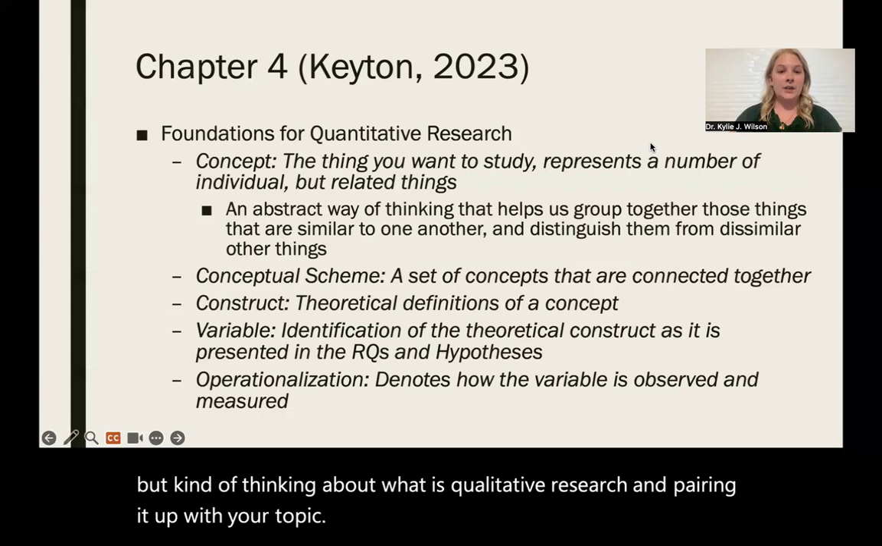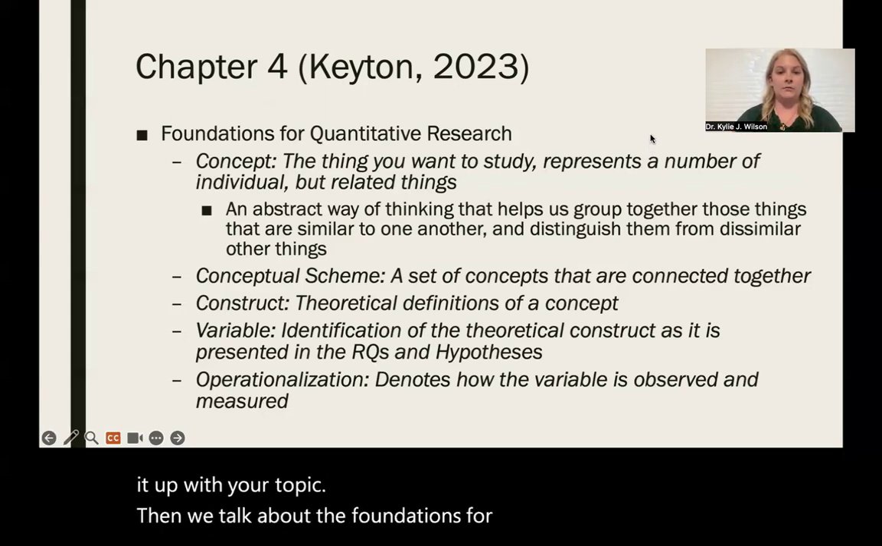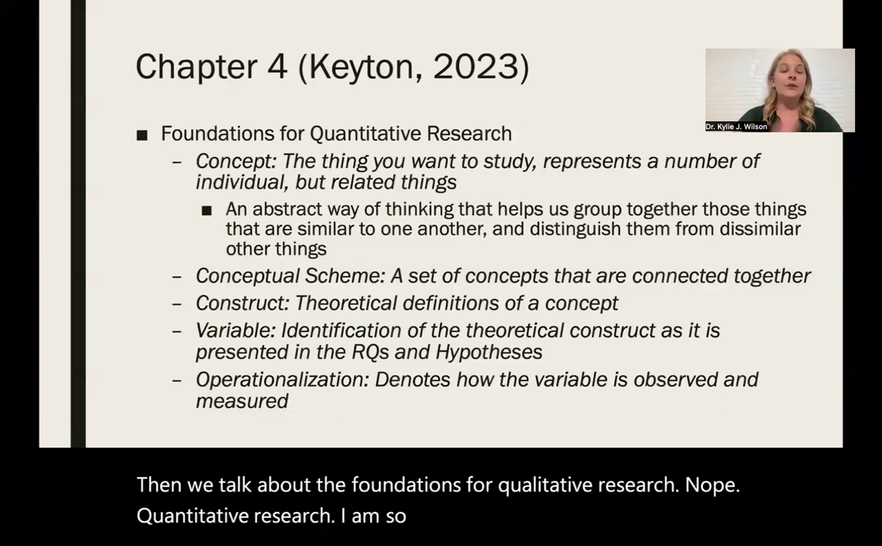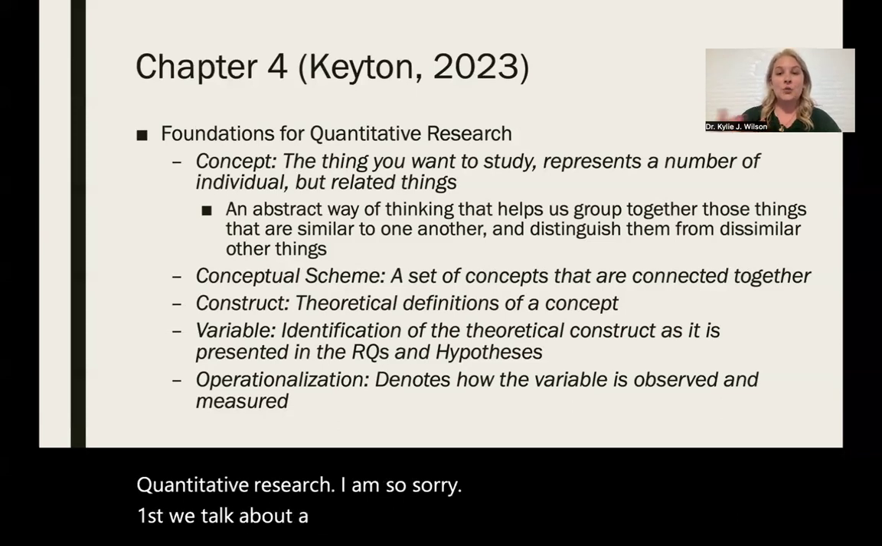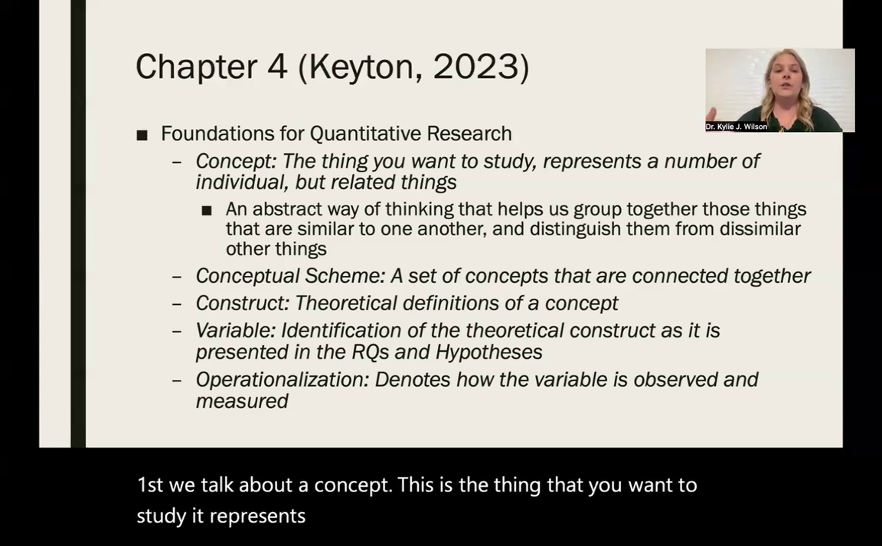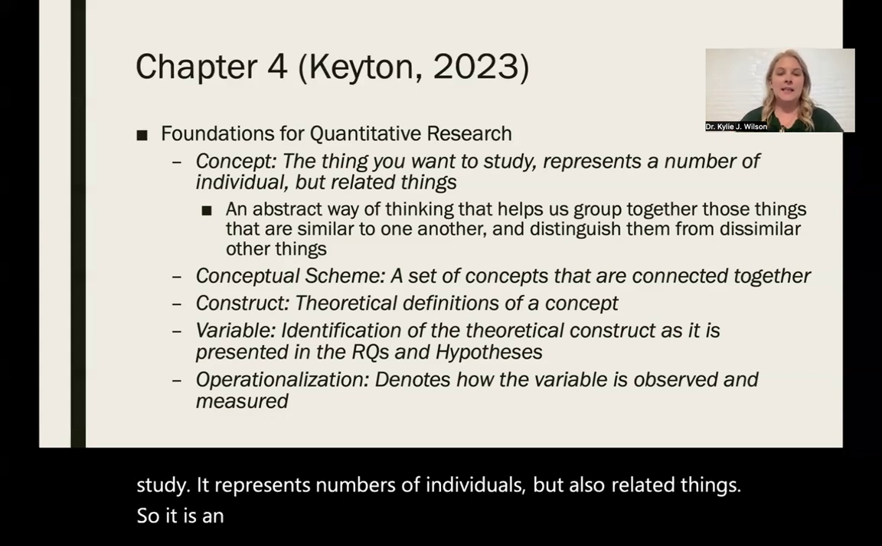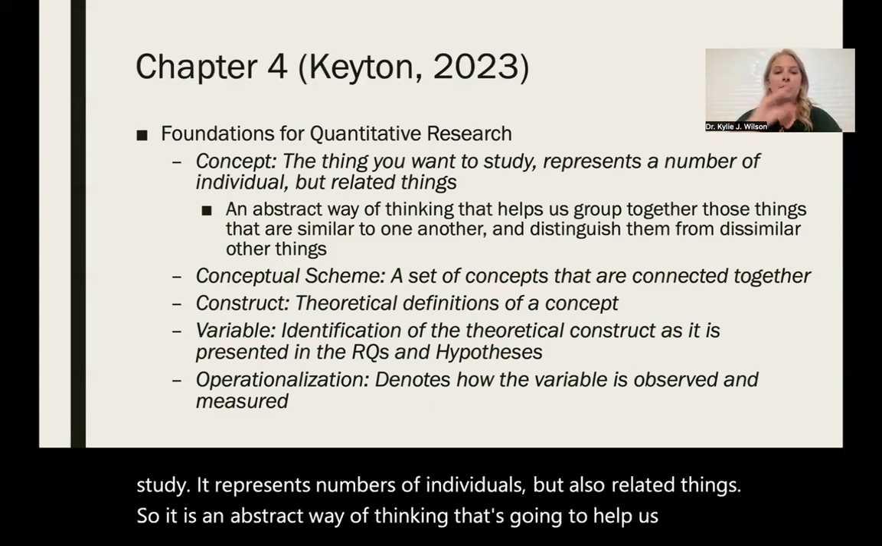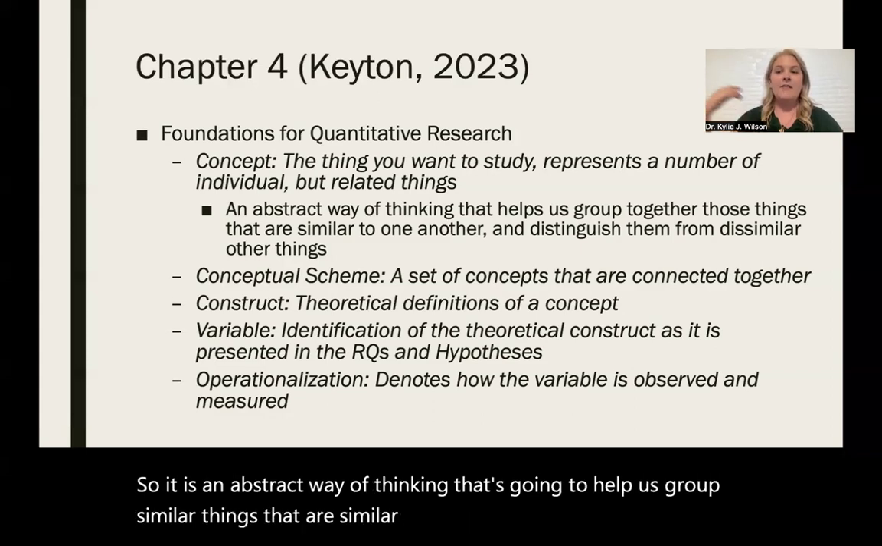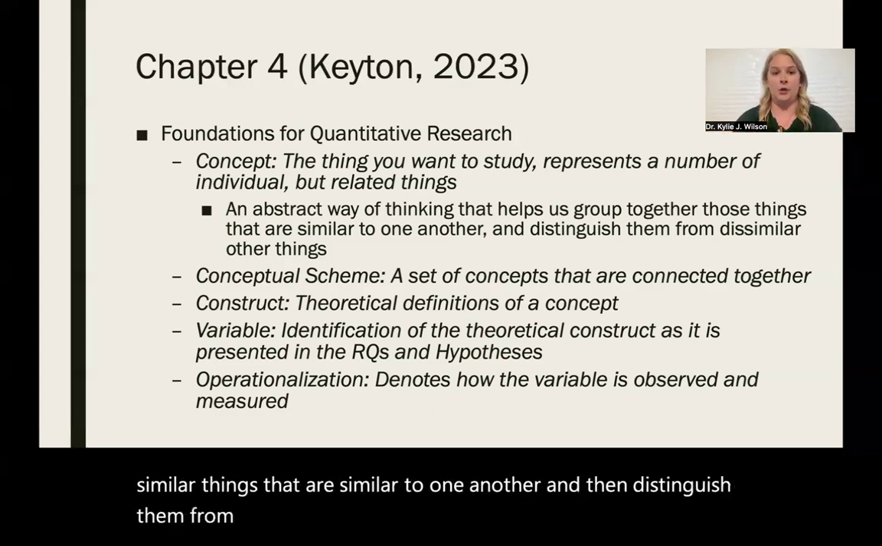Then we talk about the foundations for quantitative research. I am so sorry. First, we talk about a concept. This is the thing that you want to study. It represents numbers of individuals, but also related things. So it is an abstract way of thinking that's going to help us group things that are similar to one another and then distinguish them from things that are not similar.